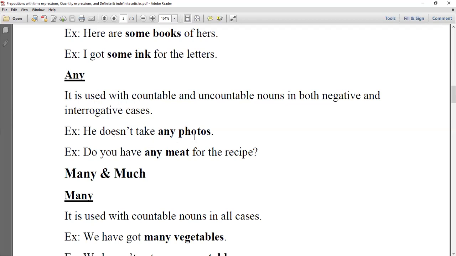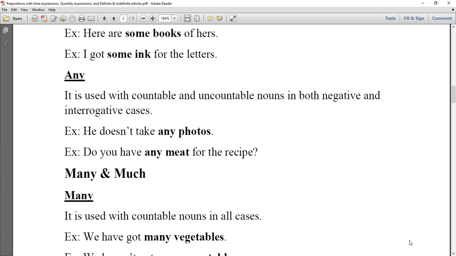Okay. The word that is followed by any is countable. Do you have any meat for the recipe? Okay, so we have meat. This is uncountable. And also the sentence is a question. So we use some with countable and uncountable nouns in affirmative cases, and we use any with countable and uncountable nouns in negative sentences and interrogative sentences, which are questions.